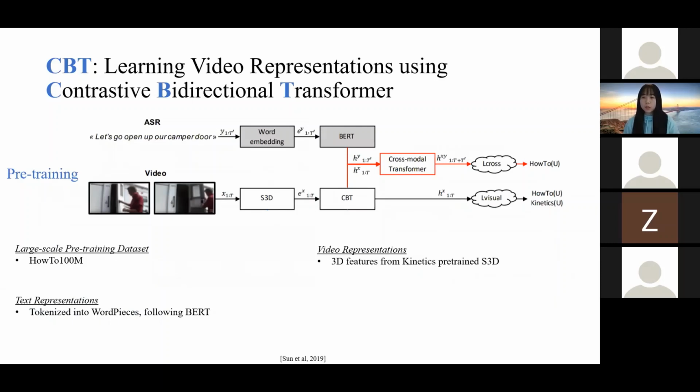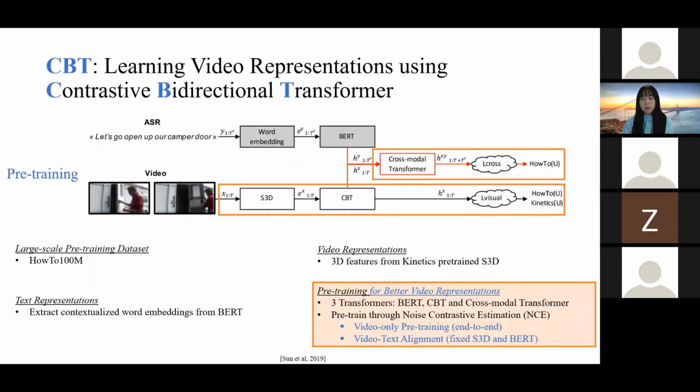Extending from VideoBERT, CBT is introduced by the same research group from Google. CBT is short for contrastive bidirectional transformer. This paper proposed video-only pre-training along with video plus language pre-training to learn better video representations. They presented a new model architecture with 3 transformers: BERT, CBT, and a cross-modal transformer.